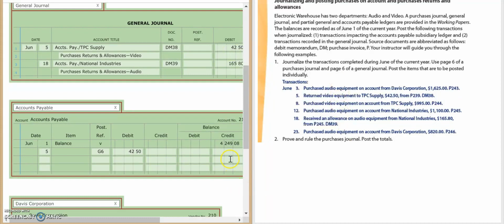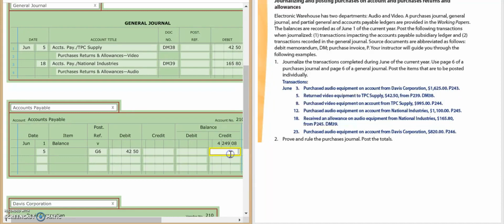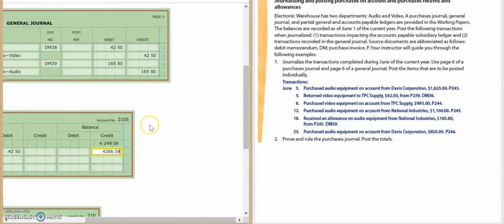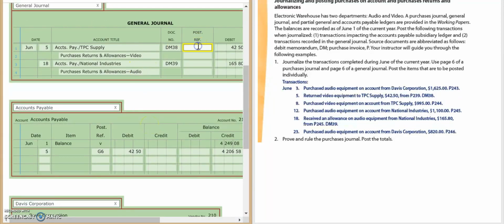So again, we need to subtract this time. So we take 4,249.08 and subtract out 42.50, and we get 4,206.58. And this account number is 2105. So we come up here and we put 2105, and then we need the slash. And we need to decide where we're going. Apparently it doesn't let you just leave it blank. But we need to go to TPC supply and do the other part.